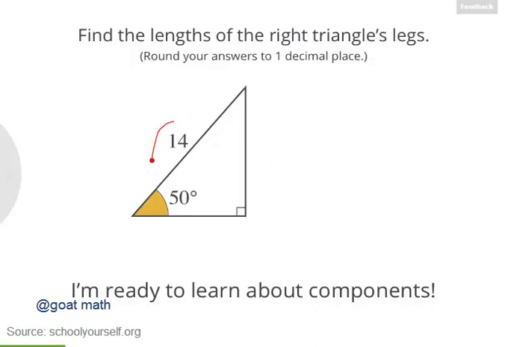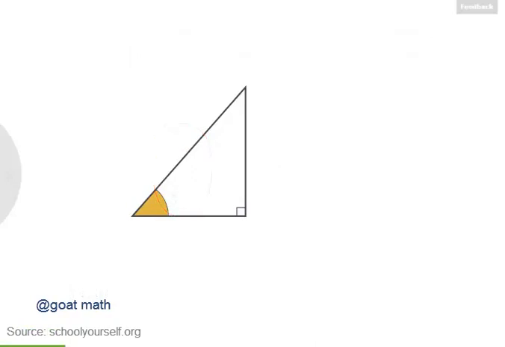Let's not worry about specific lengths or angles just yet. Suppose that the length of this triangle's hypotenuse is h, and that this angle here has measure theta. First, let's find the length of this side over here, which we'll call y. So we want to find y in terms of h and theta.